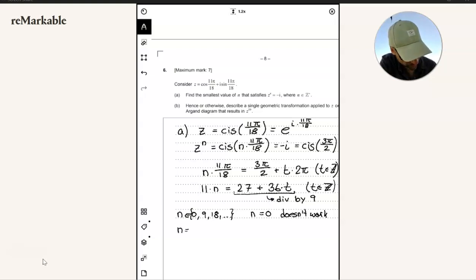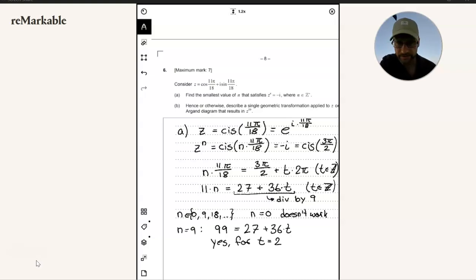But what about n equals 9? Turns out that 11 times 9 is equal to 99. And could that be equal to 27 plus 36 times t? And the answer is yes. For t being equal to 2, we get 72 plus 27, that is equal to 99. So n equals 9 is the smallest value that n can be.